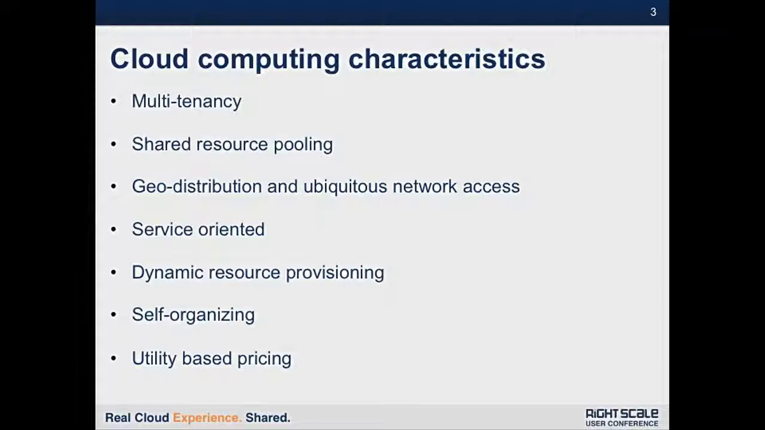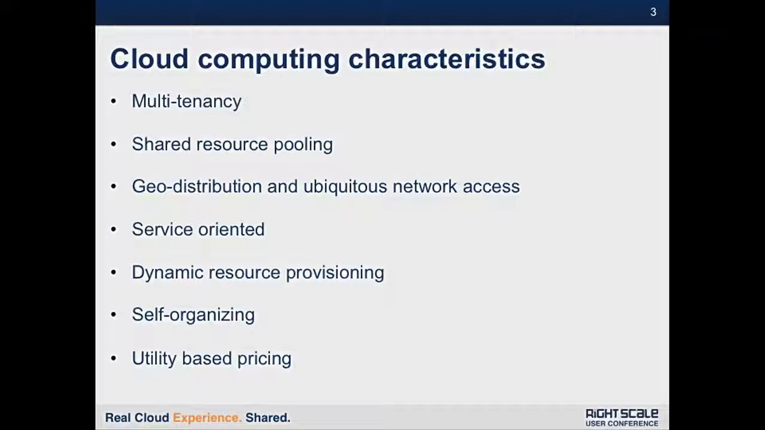The other one is geo distribution and ubiquitous network access. The idea is that you can have resources around the world. For example, with AWS, you can have cloud resources in Asia, in Europe, and in the United States, and in multiple locations. And in each location or region, you also have different zones.